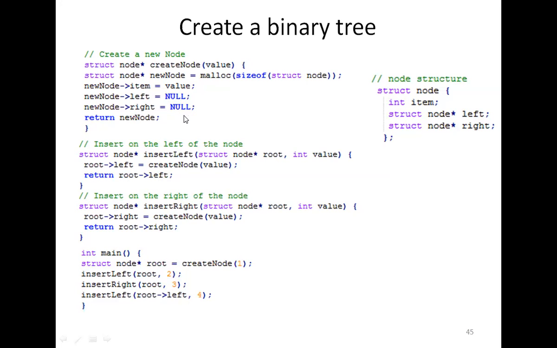Suppose you want to insert a left child, then you can use this function insert left. And if you want to insert a right child to the root node, then you can use this insert right function. And see, all these are recursive functions, so you can recursively call them. How do we insert on the left of the node by using this function?